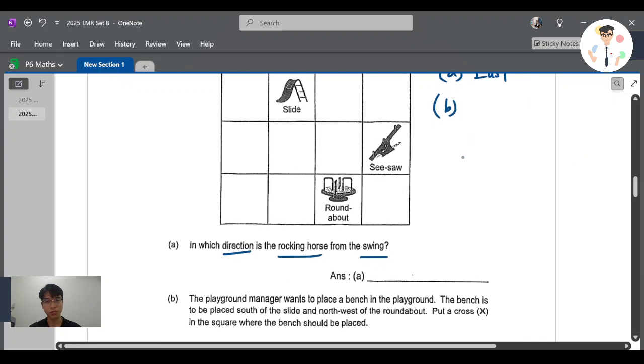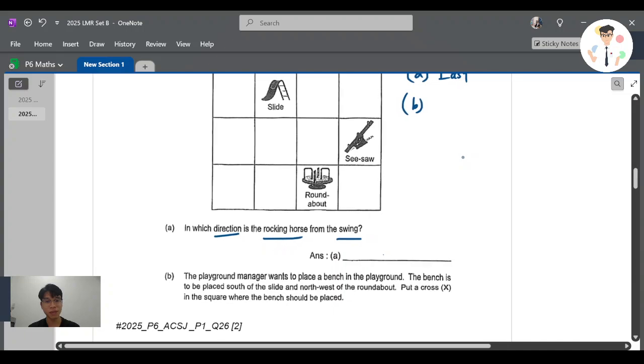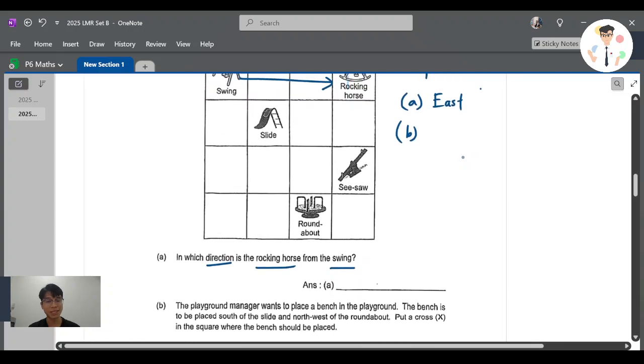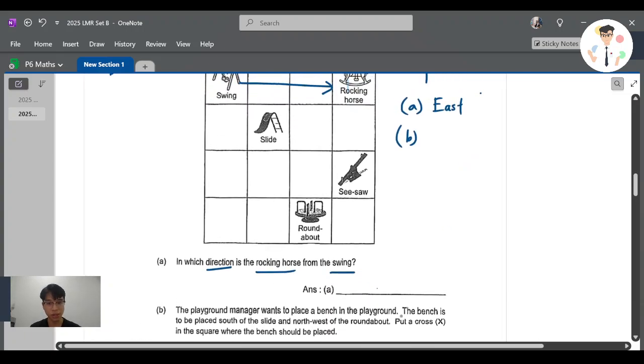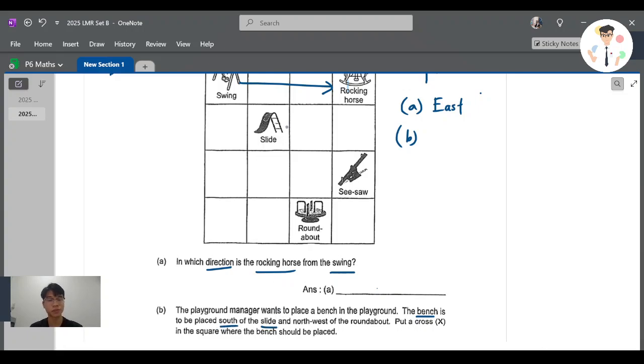B, let's look at question B. The playground manager wants to place a bench in the playground. This bench is placed south of the slide. The slide is here, right? South means either here or here. And not northwest of the roundabout. The roundabout is here. Northwest is where? Again, north, east, west, south. Northwest will be this direction, so it will be here.